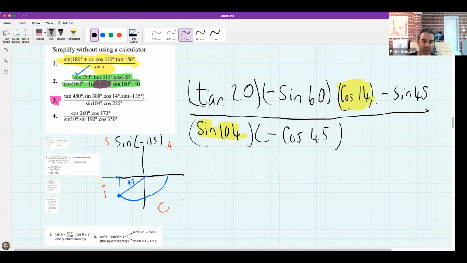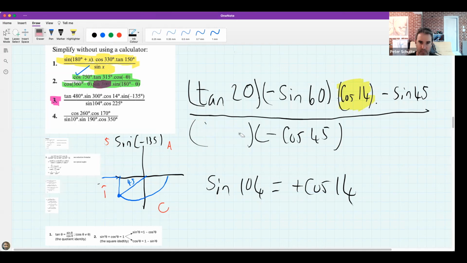So what would the sine of 104 be if I reduced it off the vertical? Now sine is positive in quadrant 2, so this should just be positive cos 14. Those who haven't got good practice in co-ratios, go back and practice that, but this is the same as the cos of 14, which means that can cancel out with that.